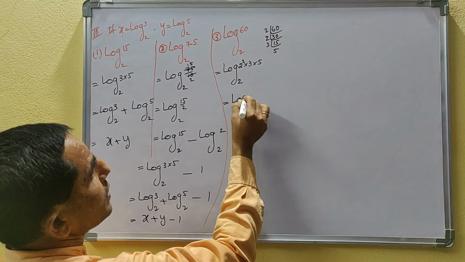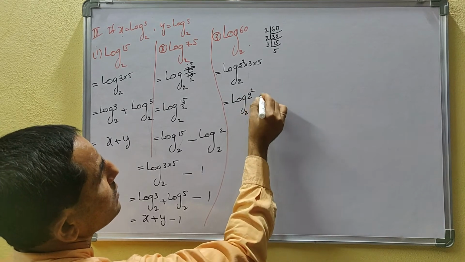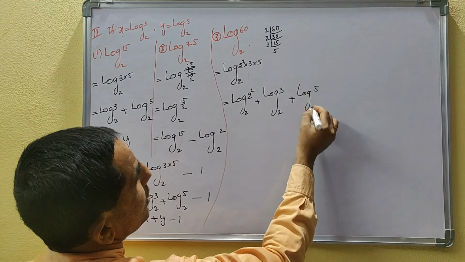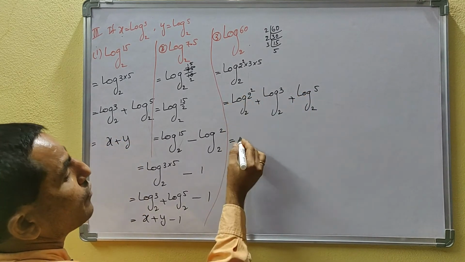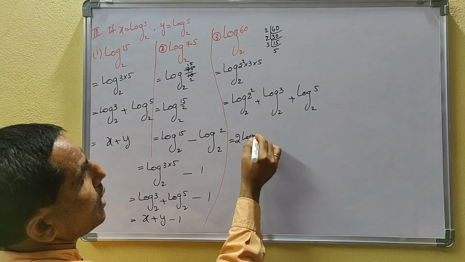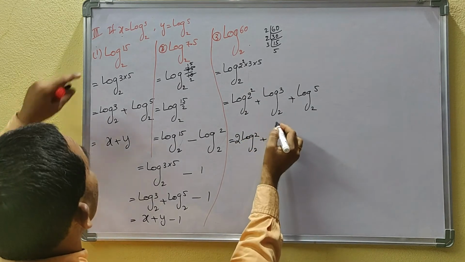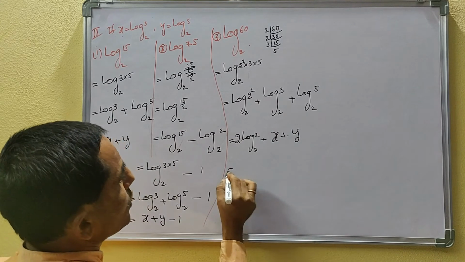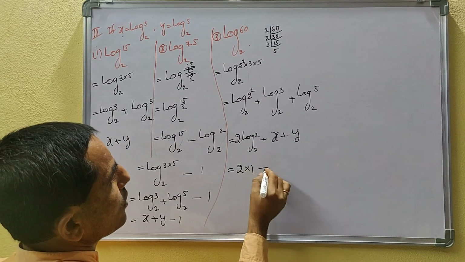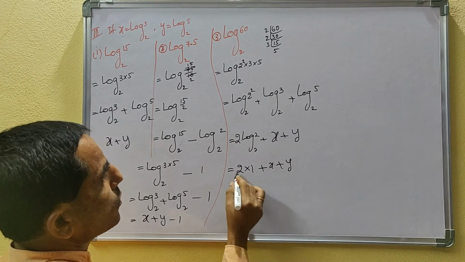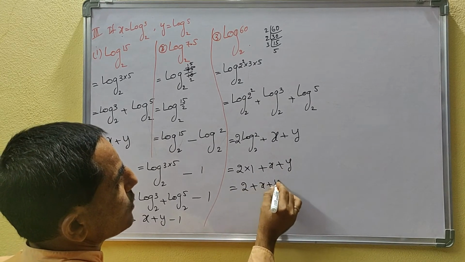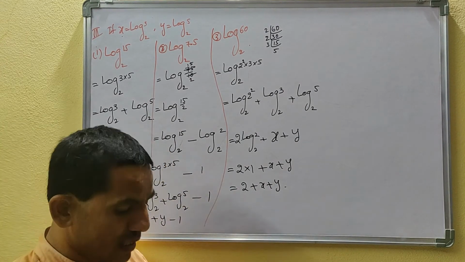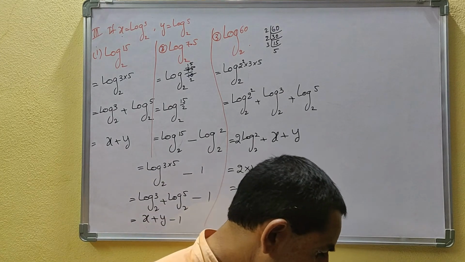So log A means first log 2 square base 2 plus log B, that is 3 base 2, plus log 5 base 2. So here, log A to the power of m formula, it is 2 into log 2 base 2 plus log 3 base 2, value given, that is x, plus log 5 base 2, value already given, that is y. So it is equal to 2 into log 2 base 2, value 1, plus x plus y. So it is equal to 2 into 1, 2, plus x plus y. This is the answer. So log 60 base 2 is equal to 2 plus x plus y. This is the answer.